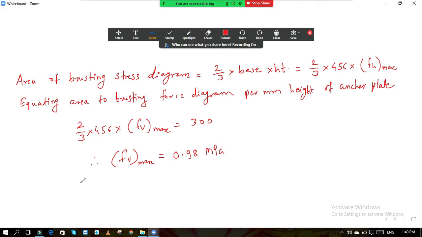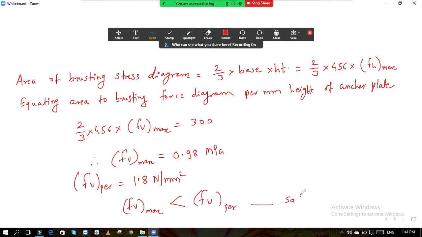But what is the permissible bursting stress? FV permissible is 1.8 Newton per mm square. So here your FV max is less than FV permissible, so there is no need to provide the reinforcement. Hence it is safe. In the previous case, your FH max was greater than the permissible value, so that is why we provided the reinforcement.